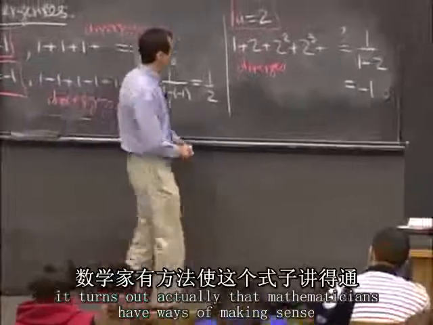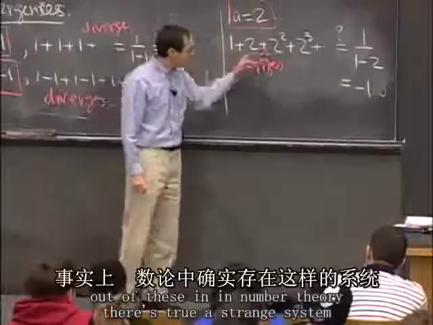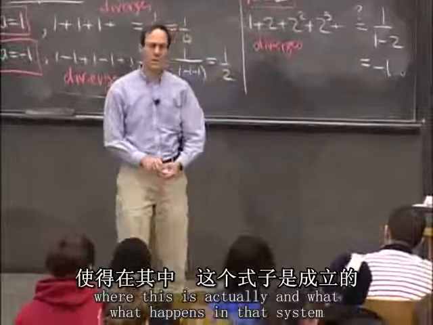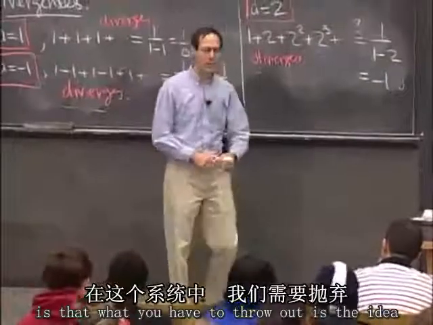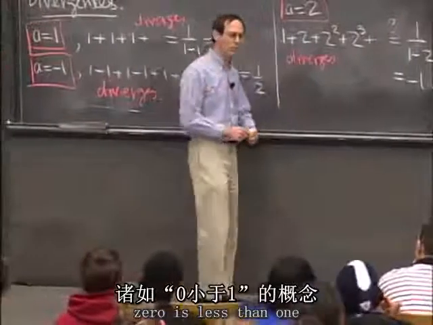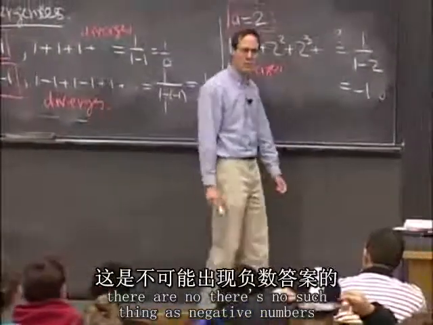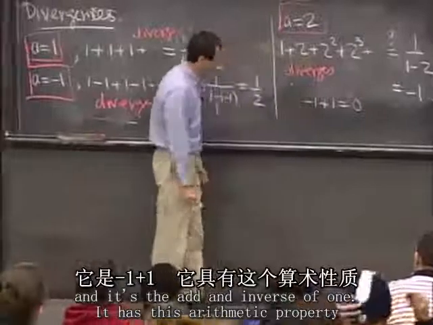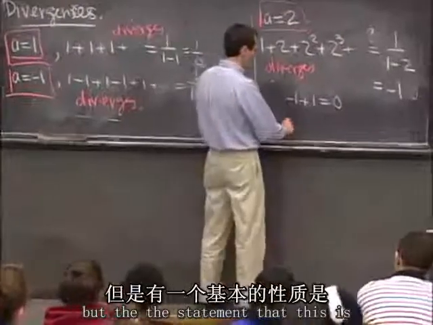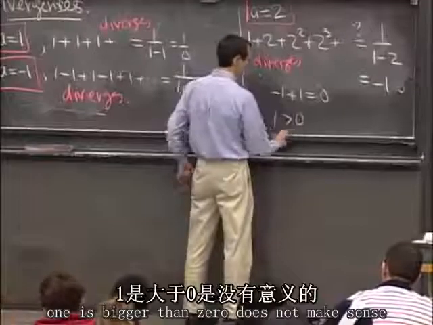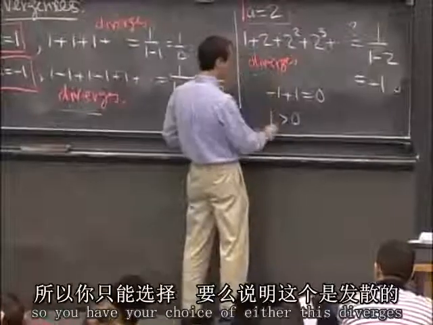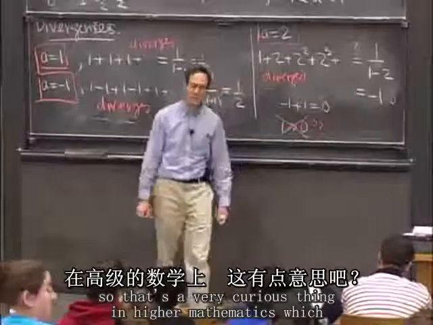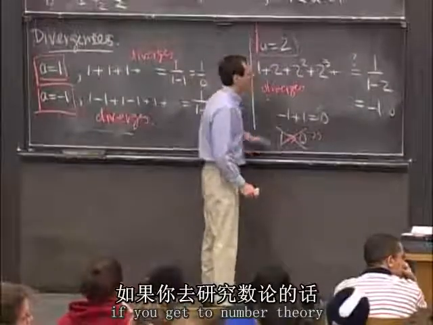On the other hand, it turns out that mathematicians have ways of making sense out of these. In number theory, there's a strange system where this is actually true. What happens in that system is that what you have to throw out is the idea that 0 is less than 1. There is no such thing as negative numbers. So this number exists, and it's the additive inverse of 1. It has this arithmetic property, but the statement that 1 is bigger than 0 does not make sense. So you have your choice. Either this diverges, or you have to throw out something like this. So that's a very curious thing in higher mathematics. If you get to number theory, there's fun stuff there.